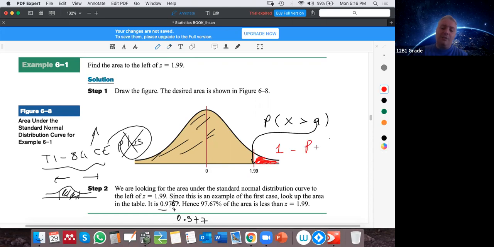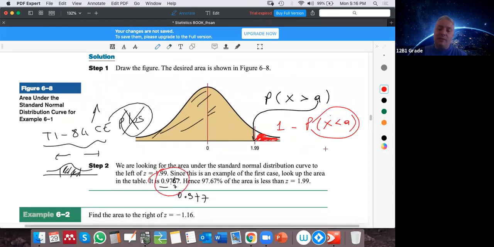1 minus the probability of x is less than a. So x is less than a, the z-score is 0.977. So 1 minus 0.977 will be the answer to your question. Right now, do you have any question?